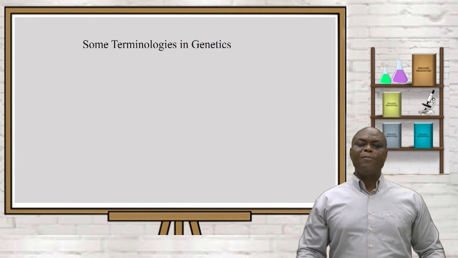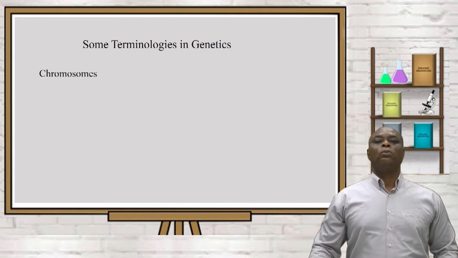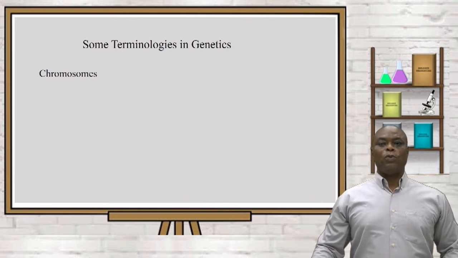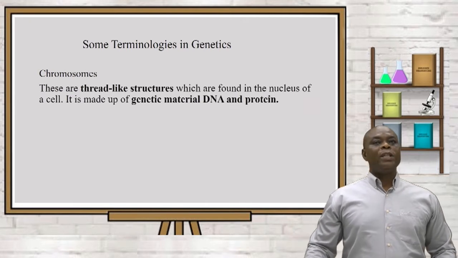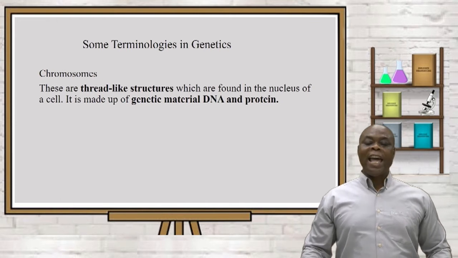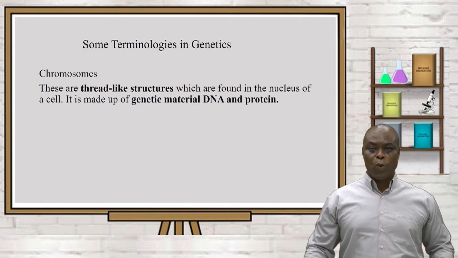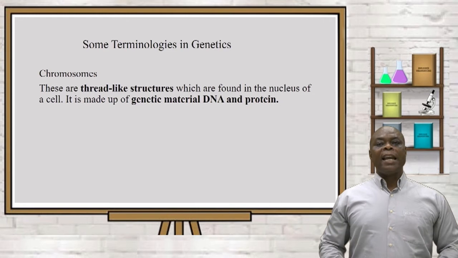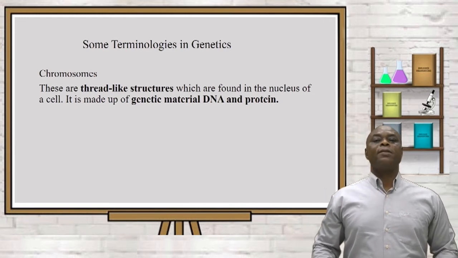The first terminology we'll look at is chromosomes. What is a chromosome, or what are chromosomes? They are thread-like structures which are found in the nucleus of a cell. So here, every cell contains thread-like structures which are known as chromosomes. These chromosomes contain the genetic material DNA and proteins.